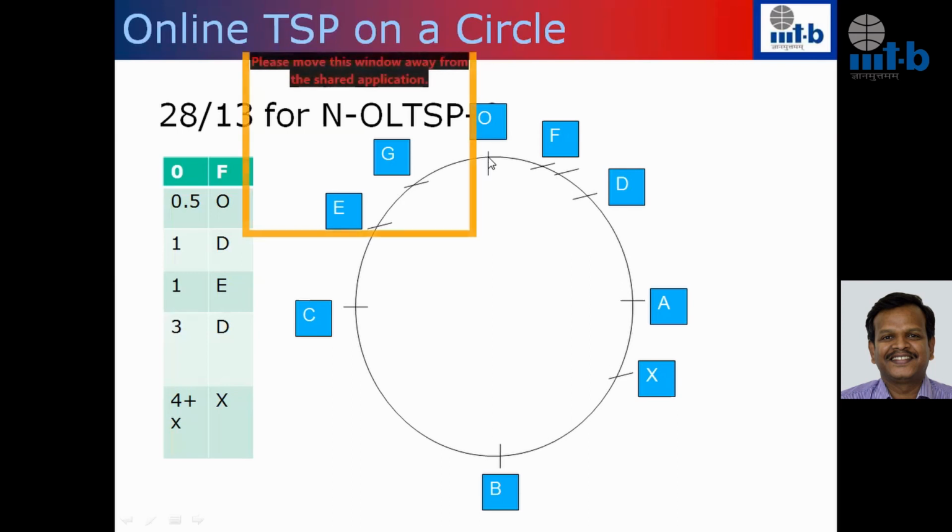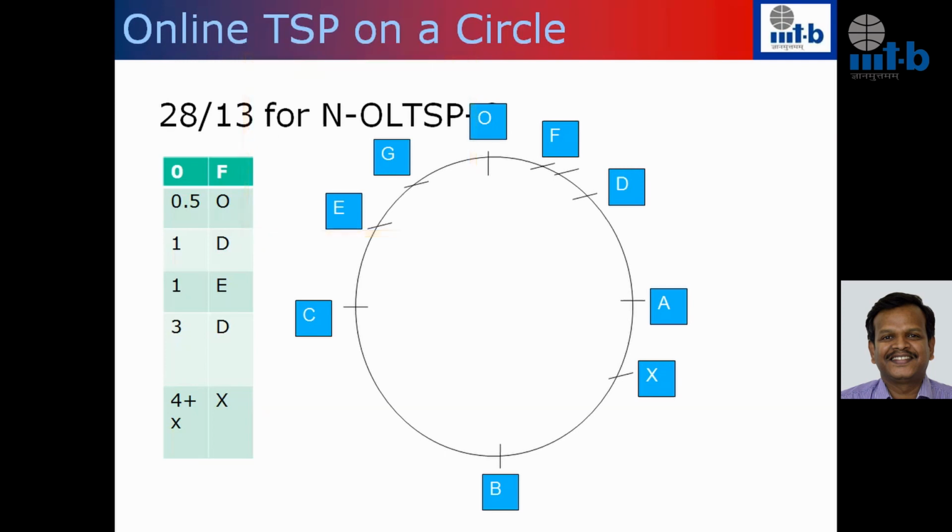Then at 3, I will come to D, right? When I come to D, I can visit F. I can also visit D, right? So there are two requests to be served at D. Both of them can be served at time 3. One was released at time 1 and the other one was released at time 3. And there was also F, there was a request which is released. I have served all of them, right?